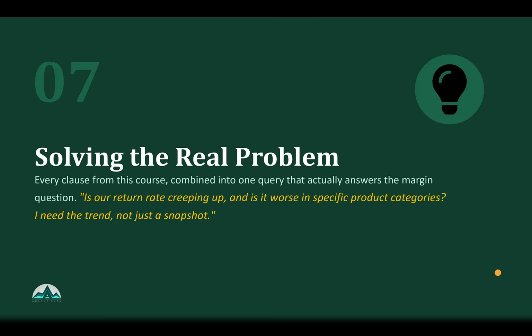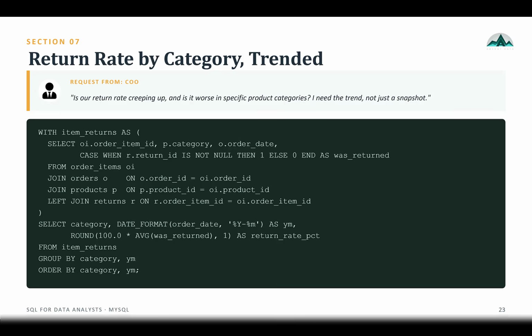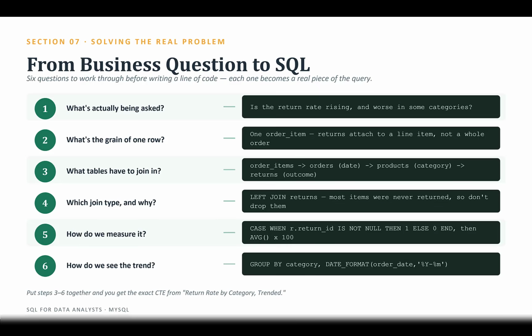So we're going to break this problem down a little bit. Let's look at breaking this down. So here are the 6 questions that we can ask ourselves. What's actually being asked? Is the return rate rising, and is it worse in some categories? That's what's actually being asked.